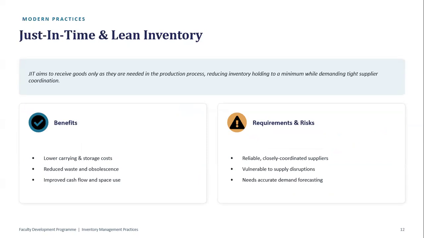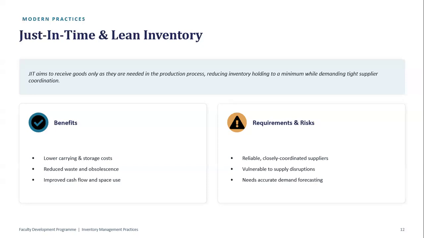The next modern technique in inventory management is just-in-time and lean inventory. Just-in-time inventory aims to receive materials only when they are required for production. This approach significantly reduces inventory holding cost. It also minimizes waste and improves cash flow.